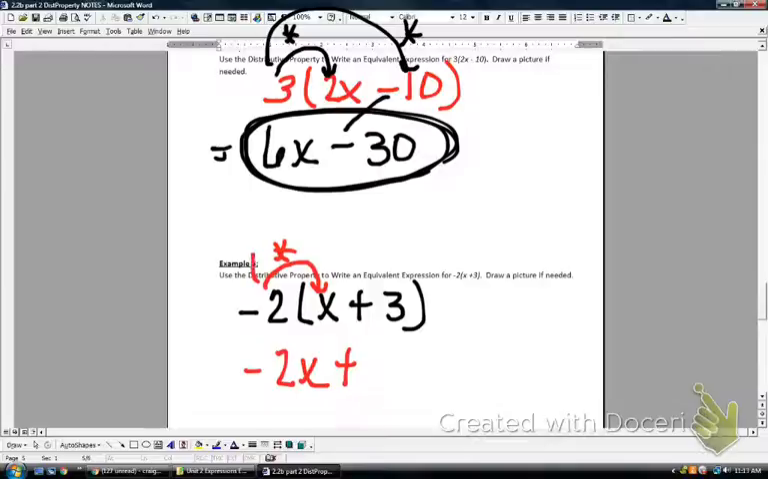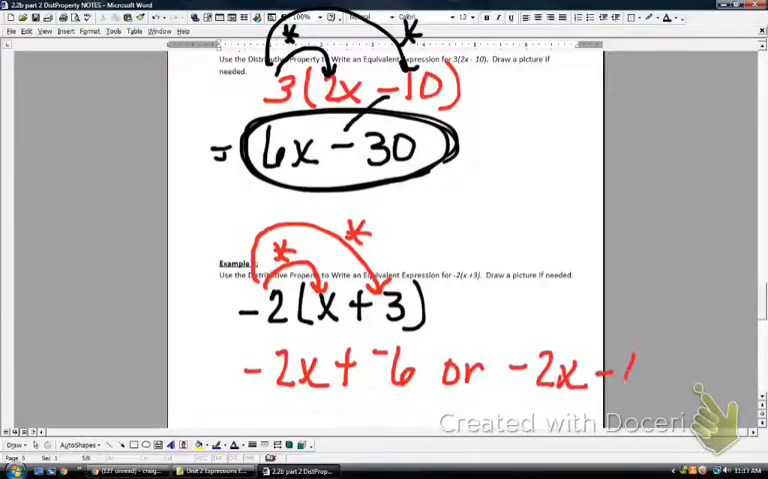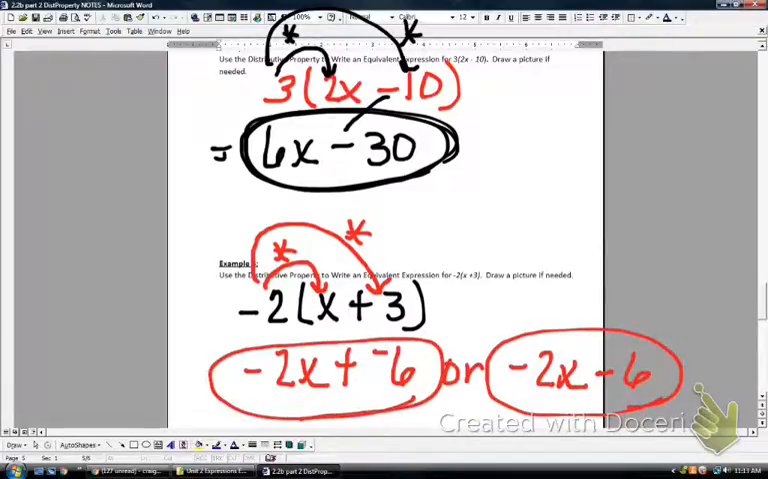My next step says to multiply my outside number times the second term. Negative 2 times 3 is negative 6. So I have negative 2x plus negative 6, or I can write that as negative 2x minus 6. Either way, they're both correct ways to write that answer.